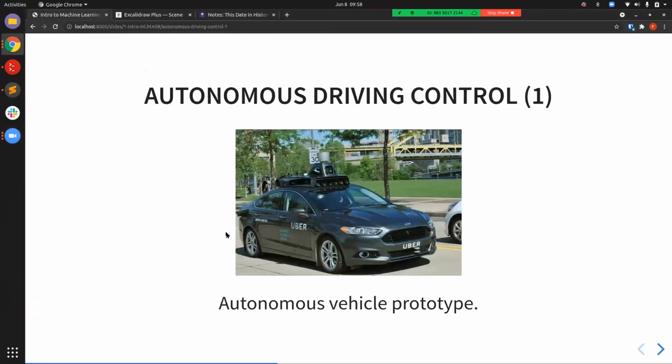Now, are there any reasons why it might be bad to use machine learning for autonomous driving? Okay, Farhan said there are ethical concerns. What are the ethical concerns?